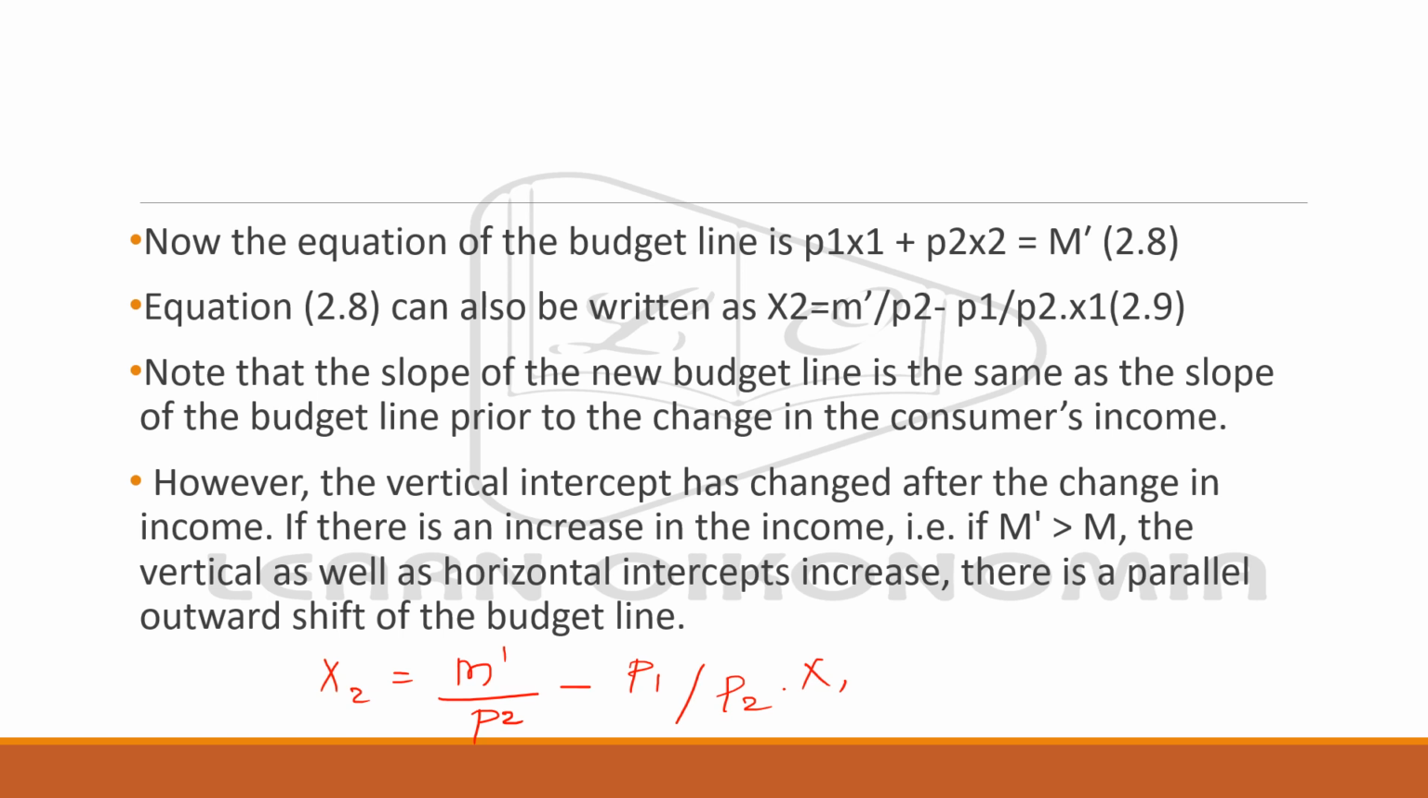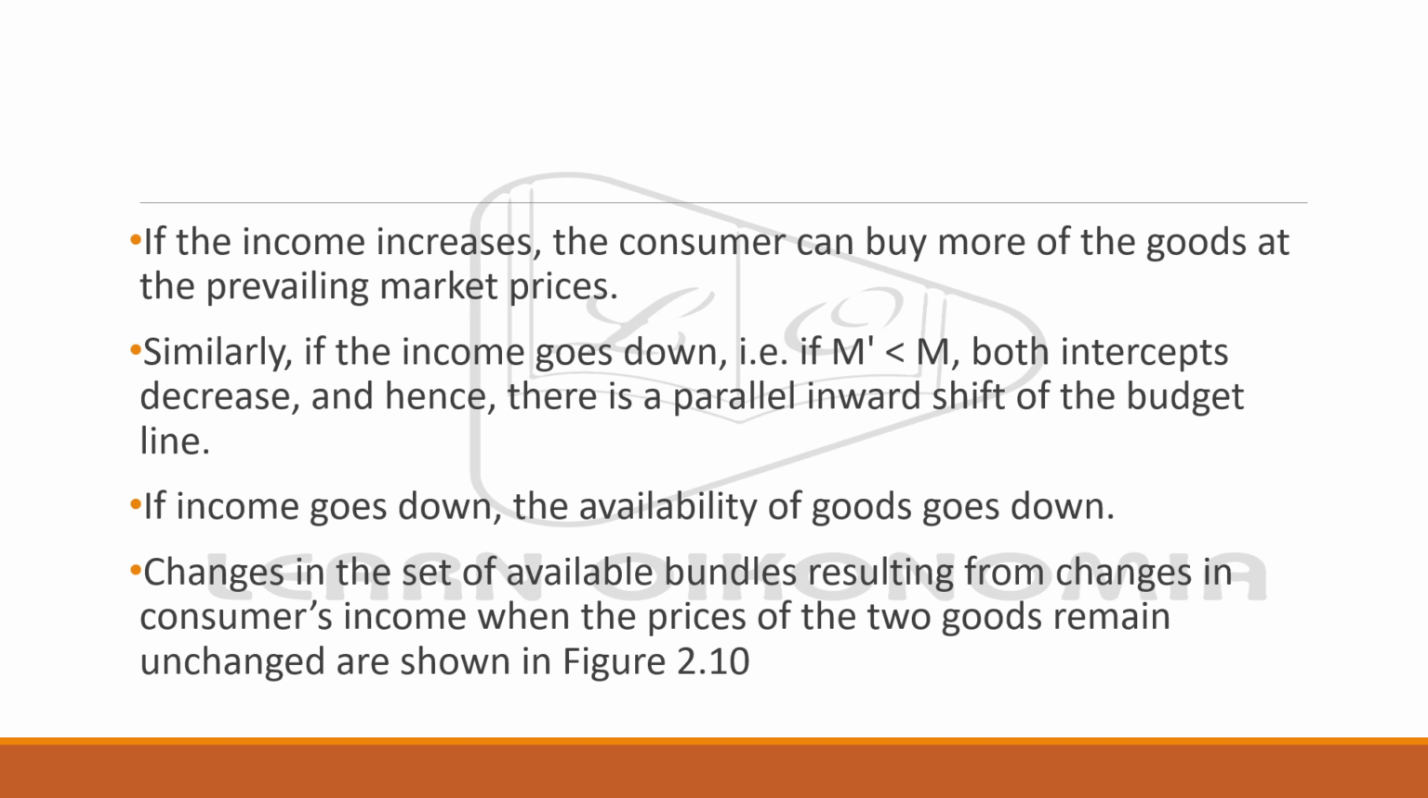Coming to the comparison between the old budget line and the new budget line, what you will see is that the slope of the new budget line is the same as the slope of the old budget line. If there is an increase in income, the new income M dash is greater than M, and the vertical as well as horizontal intercept will be increasing. But the new budget line would just be parallel to the old budget line.